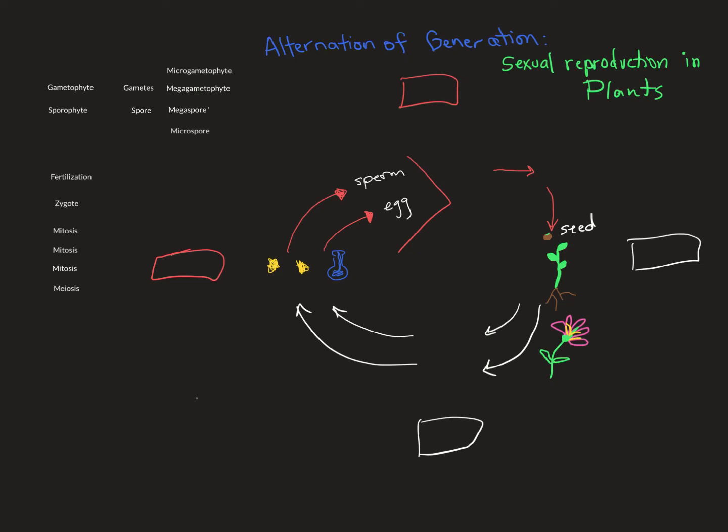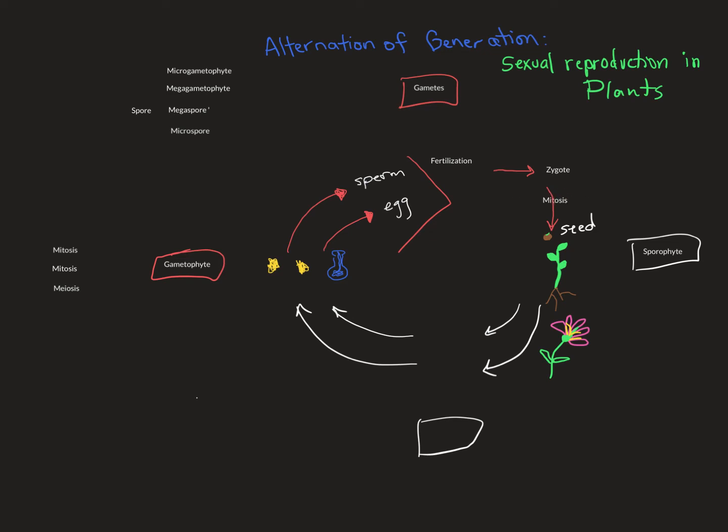Sexual reproduction in plants is a life cycle. It's divided into two repeating phases, the gametophyte generation and the sporophyte generation. The gametophyte generation produces gametes. Gametes are male and female sex cells that combine through fertilization to form a zygote and grow through mitosis to form an embryo inside a seed.